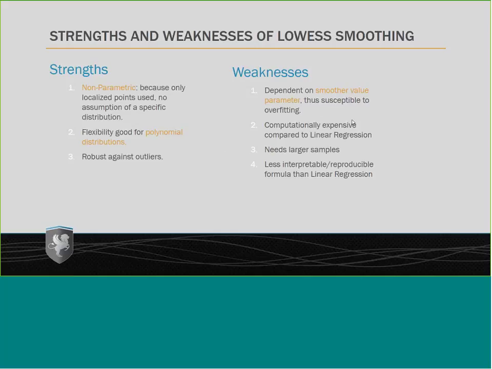However, of course, with strengths, there are also drawbacks. The smoothing parameter can be a little bit subjective. It's susceptible to overfitting because humans are setting it how they want. And also, since we are piecing this into multiple little regressions, it can be computationally expensive. Because you're breaking it up into smaller sets, you need larger samples, and it doesn't have that nice, simple equation that linear regression has.